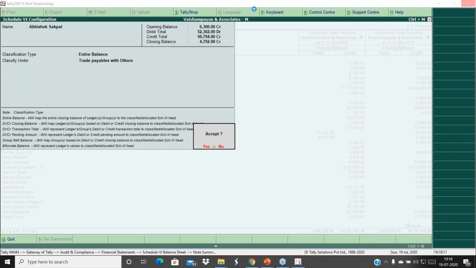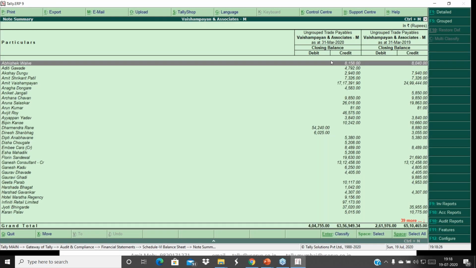I'm saying accept. Yes. So now this one ledger at least is gone. Same way I can do it for all the 29 ledgers. Friends, whatever splitting of balances that I do, or I regroup these ledgers, it does not affect my chart of accounts. The ledger remains under the same group wherever I have created.